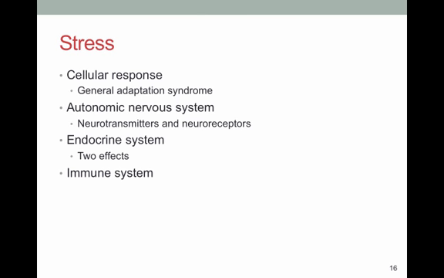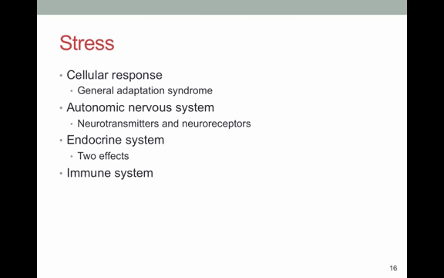The neuroreceptors: the parasympathetic nervous system has two of them. They are nicotinic and muscarinic. And the sympathetic nervous system has actually four of them. They have an alpha-1, alpha-2, a beta-1, and a beta-2 receptor.